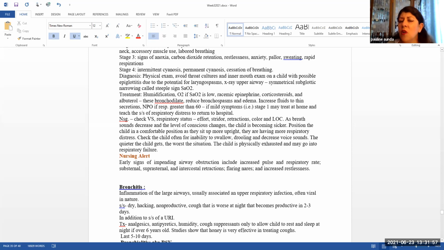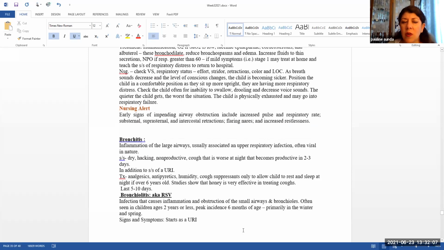Again, if the symptoms are stage 1, they may be able to be treated at home, and then you want to teach them the signs and symptoms of increasing distress so that they know when to come back to the hospital. As a nurse, we want to monitor their vital signs, their respiratory status, effort, stridor, retractions, color, level of consciousness. Note that the breath sounds decrease, and as the level of consciousness changes, the child is becoming sicker.